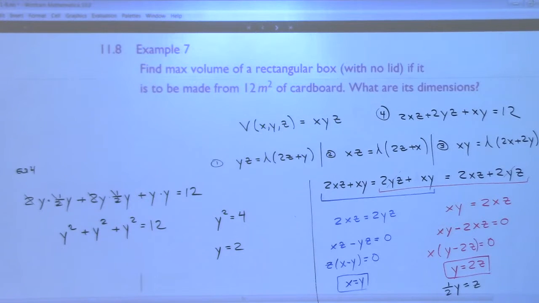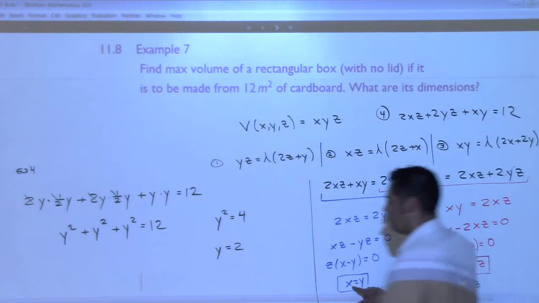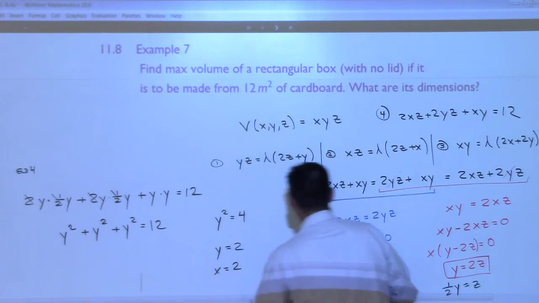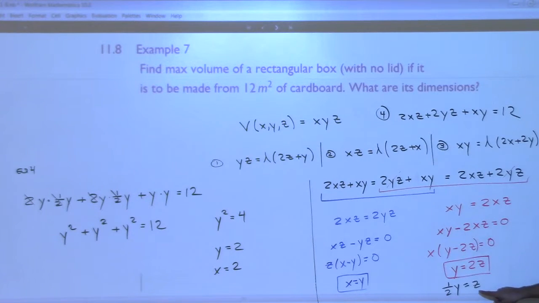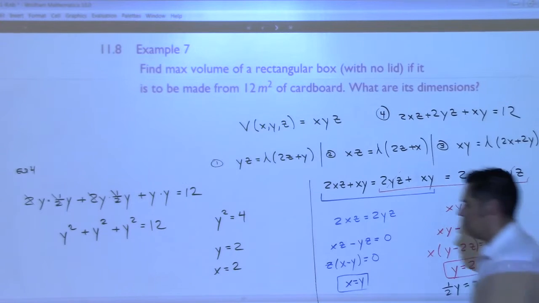And if y is 2, what's x? x is 2. And if y is 2, what's z? 1.